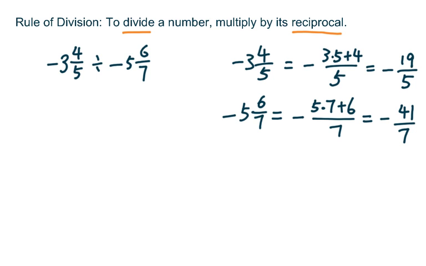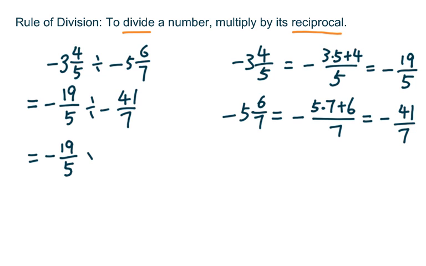So now we can proceed to the next step. We are going to write our next step as negative 19 over 5 divided by negative 41 over 7. And then we follow the rule of division. We keep the first number and we multiply by the reciprocal of negative 41 over 7, which is negative 7 over 41.